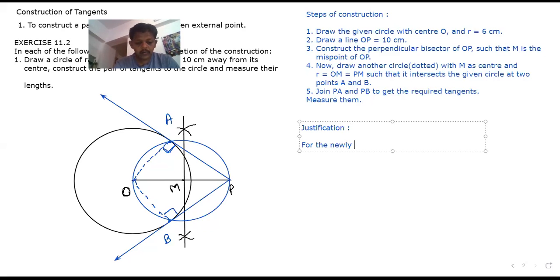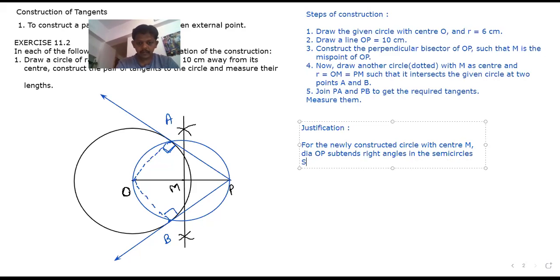For the newly constructed circle with center M, diameter OP subtends right angles in the semicircles. Therefore, angle OAP is equal to angle OBP is equal to 90 degrees. Yes or no, children? Yes, sir.